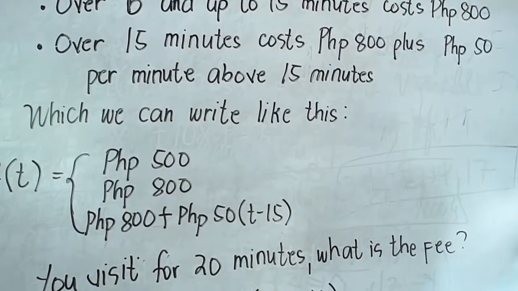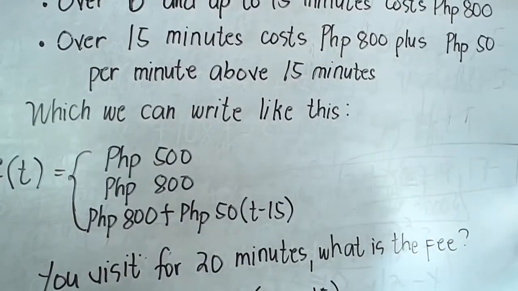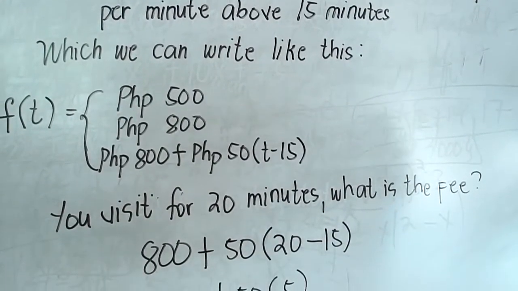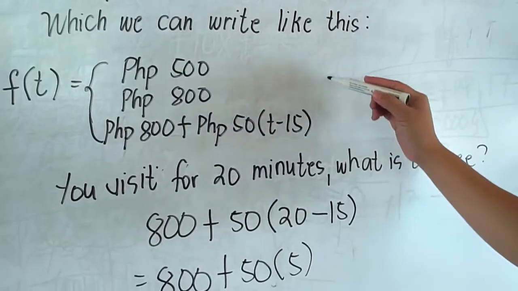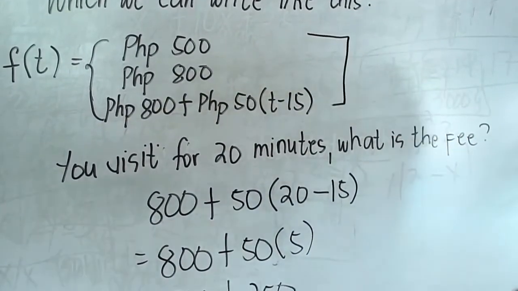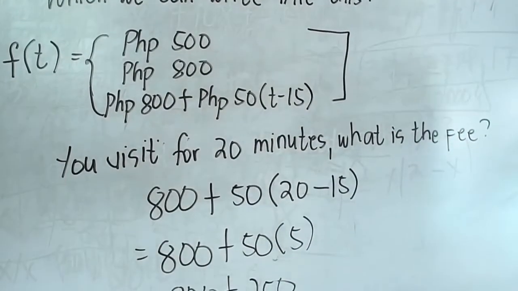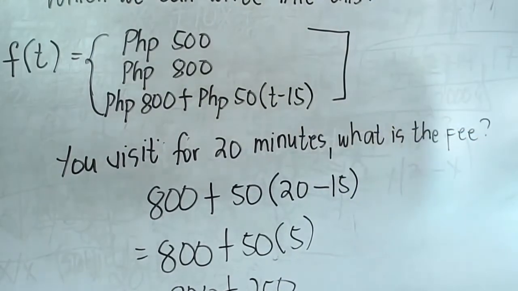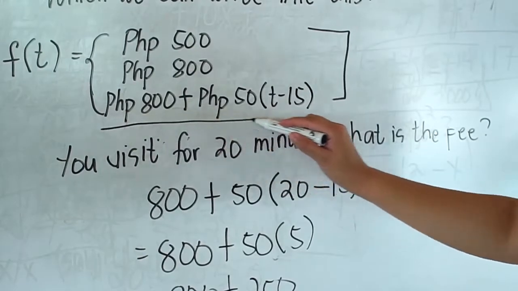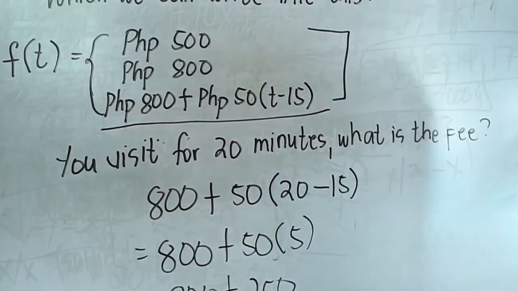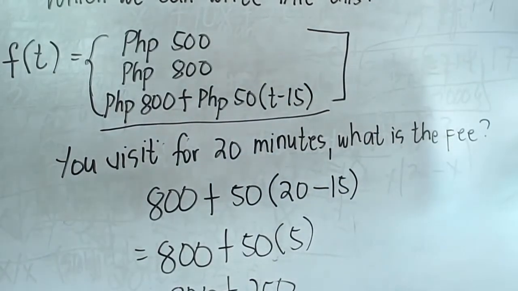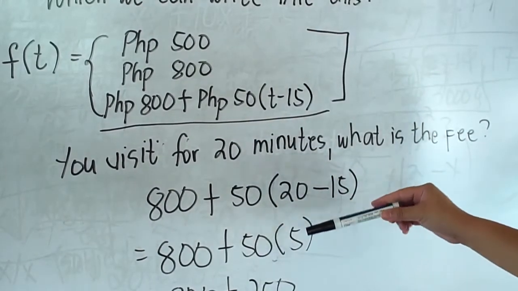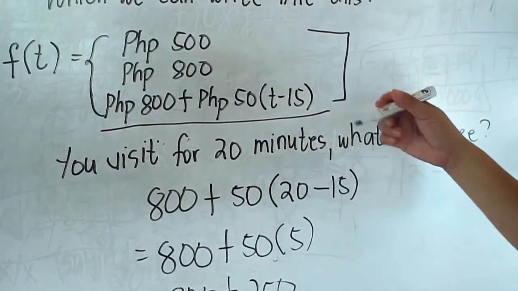So we have a question here. If you visit for 20 minutes, what is the fee? So in this given equation or solution, we have to choose one of these three. So we will use this formula: 800 plus 50 times t, or time.